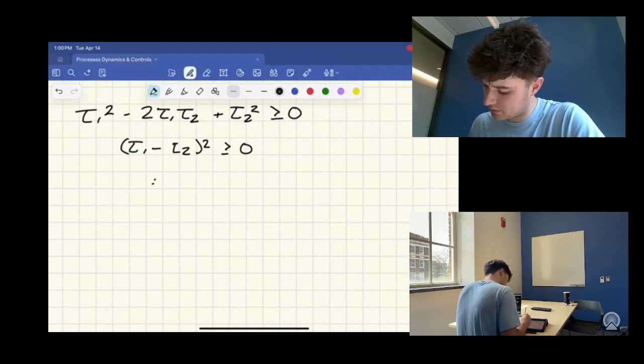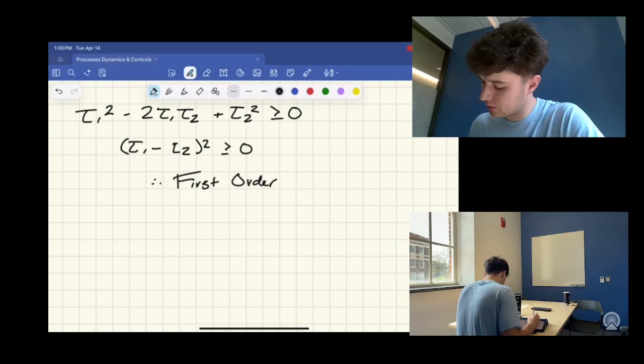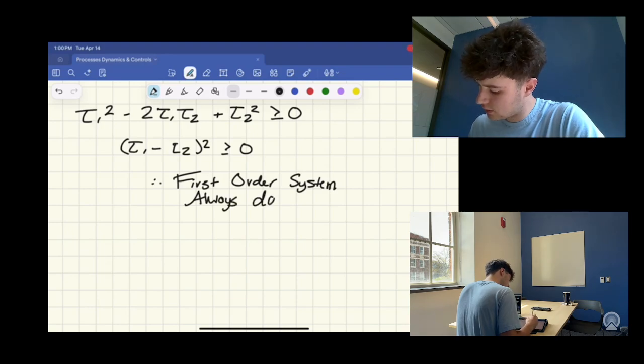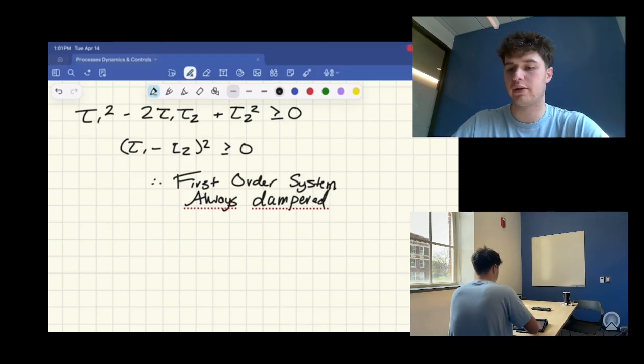And this is for a system of first order systems, always overdamped. And as I mentioned, we are now going to go back into Colab.